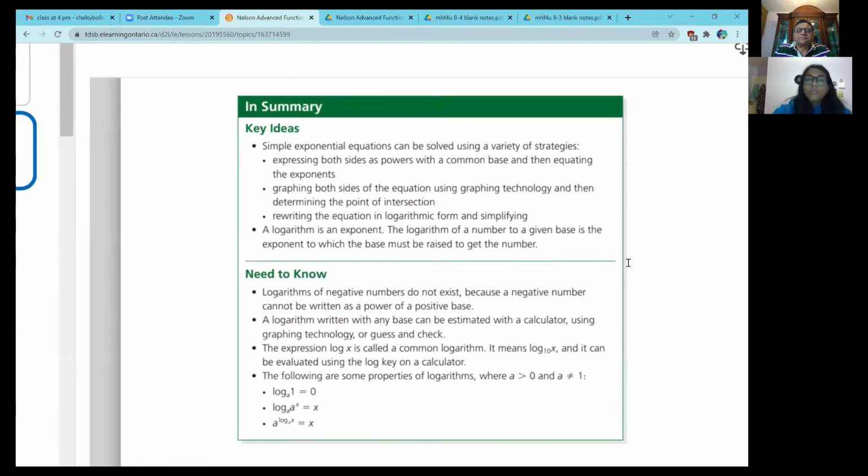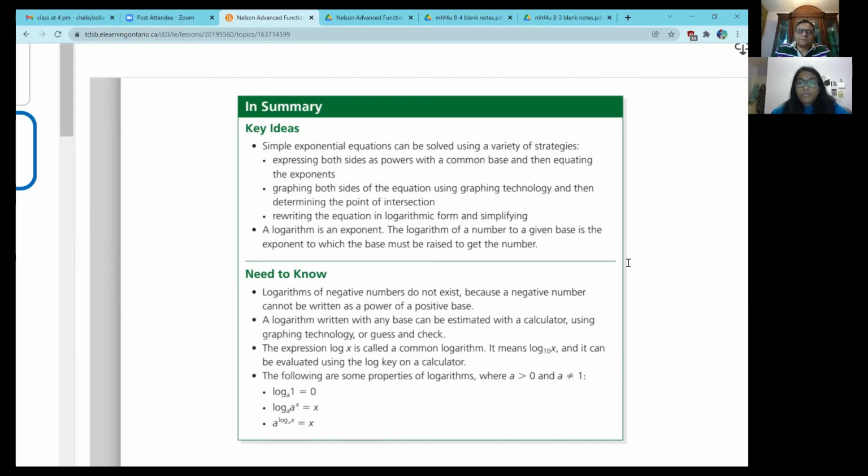Key ideas. Simple exponential equations can be solved using a variety of strategies: expressing both sides as powers with a common base and then equating the exponents; graphing both sides of the equation using graphing technology and then determining the points of intersection; or rewriting the equation in logarithmic form and simplifying.